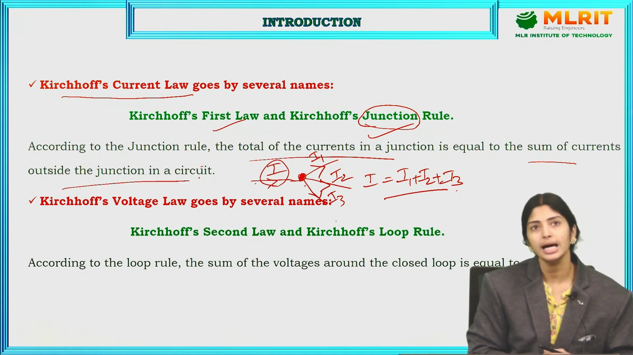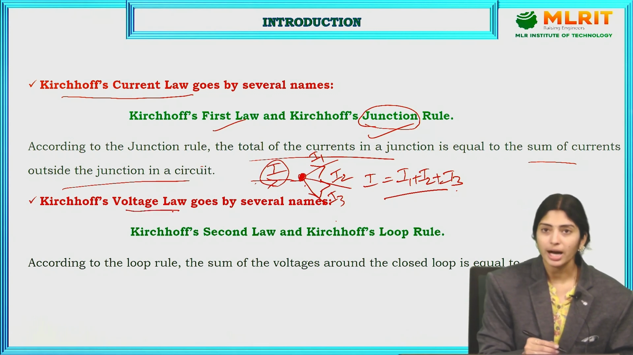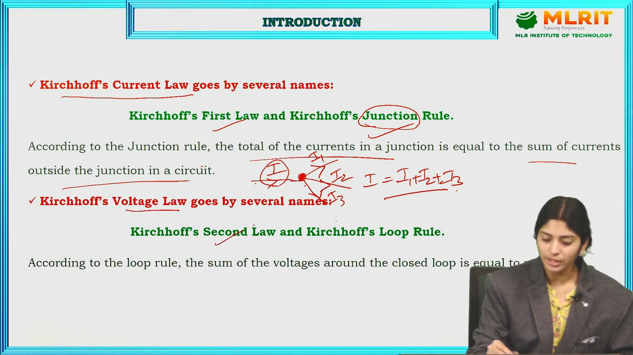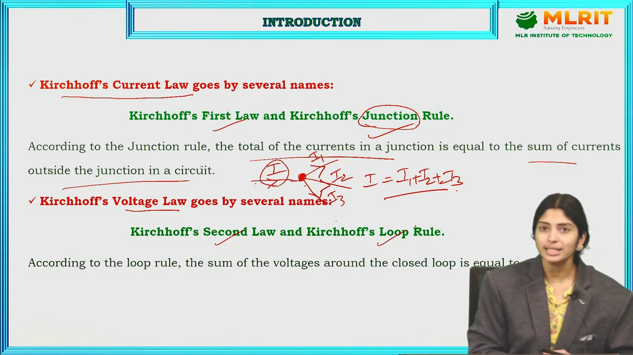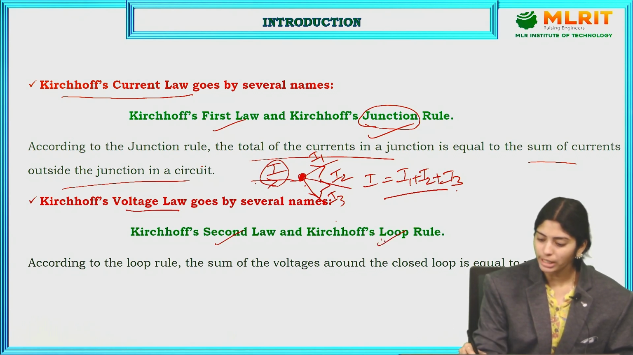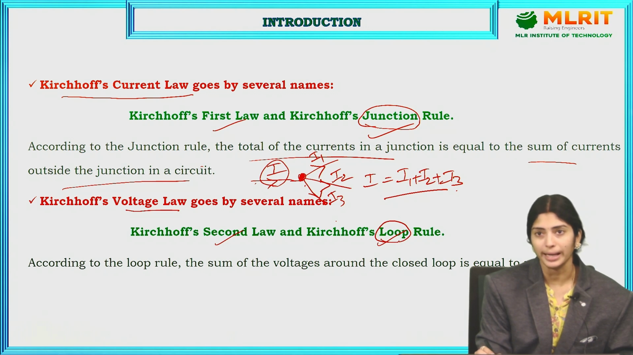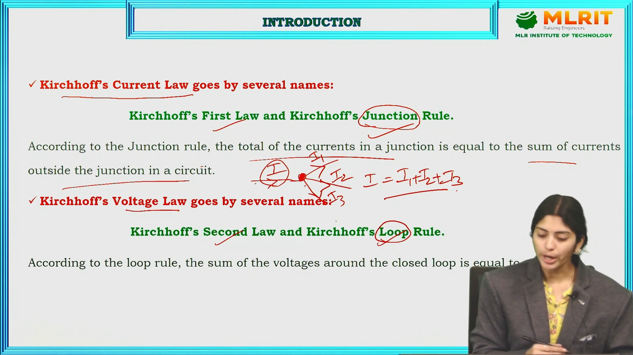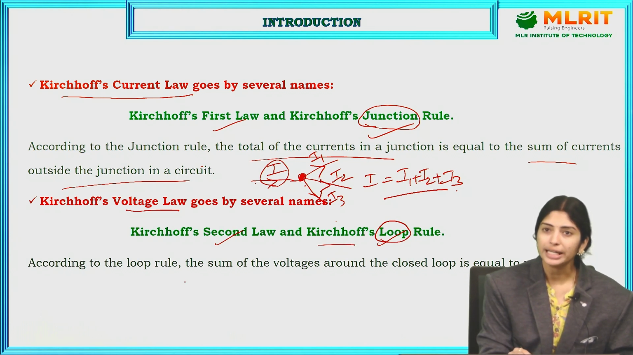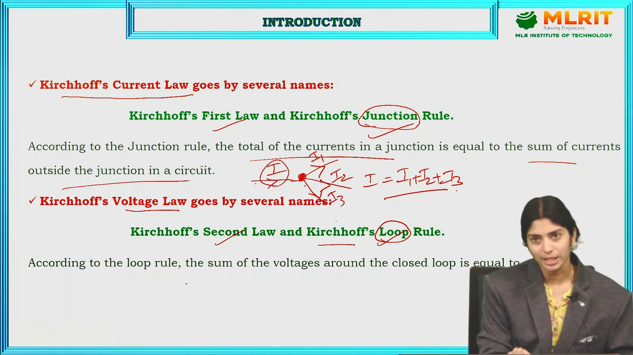So this is KCL. Next, coming to KVL. KVL also has two names: Kirchhoff's second law, or Kirchhoff's loop rule. What is meant by a loop? A closed path. Inside a closed path, we draw a loop. According to KVL, the algebraic sum of voltages in a closed loop is equal to 0.